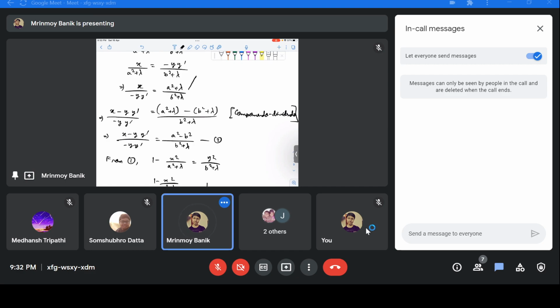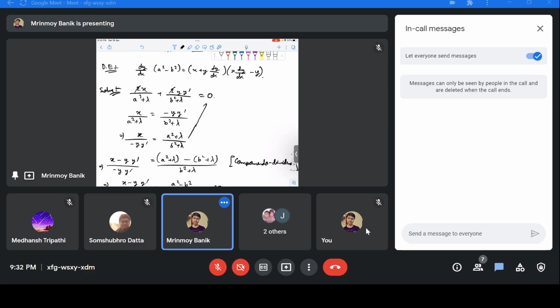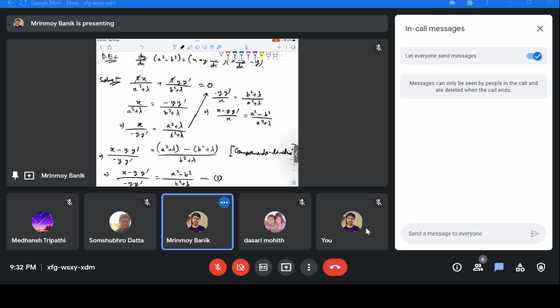So from here, let's do the other way around too. So minus y dashed by x is b squared plus lambda by a squared plus lambda. And x minus y dashed by x is a squared minus b squared by a squared plus lambda. Cool.